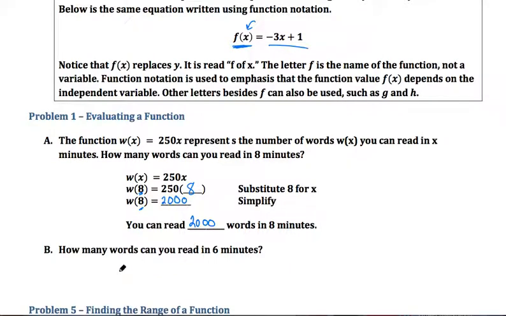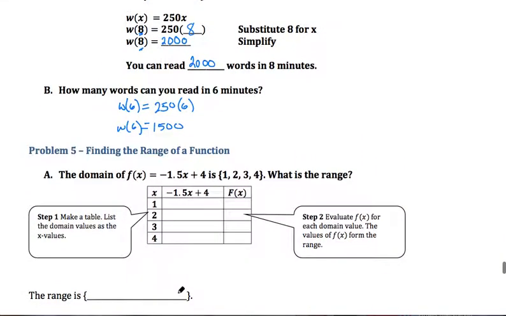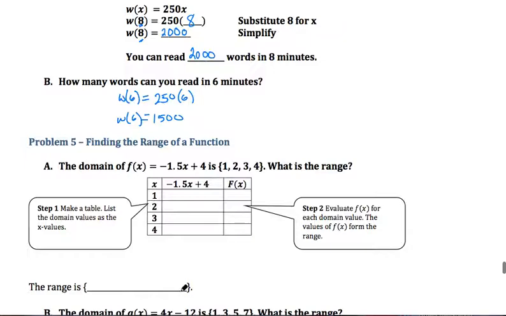So what about in 6 minutes? In 6 minutes we would put w of 6. And that's going to be 250 times 6. So w of 6 is equal to 1,500. We leave the 6 on the other side, telling us what our input was, and we have our output on the other side. Terrific.